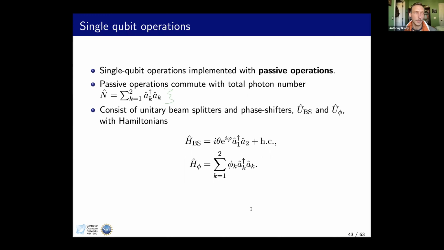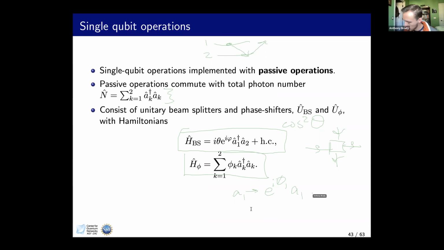If you think about a single photon occupying one of these two rails, passive operations just push that photon to this rail or to the other. There are no photons added to the state. Passive operations consist of beam splitters and phase shifters. Quntao mentioned these before. The beam splitter Hamiltonian between 2 modes A1 and A2 looks something like this. This cosine squared theta is basically the probability to transmit through the beam splitter or not. Then phase shifters are of the form like this. This is like free evolution. It just puts on a phase. The phase shifters take A1 to e to the i phi 1 A1.